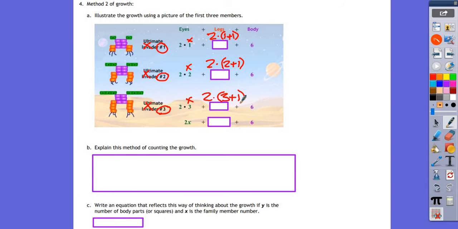Okay, so let's look at what stayed the same throughout here. All of them had a times 2? Yeah. Okay. Did in the parentheses all of them what, Tristan? Added by 1. And this number is called x. So this first number would be called x. So I have a 2 times the x plus 1.